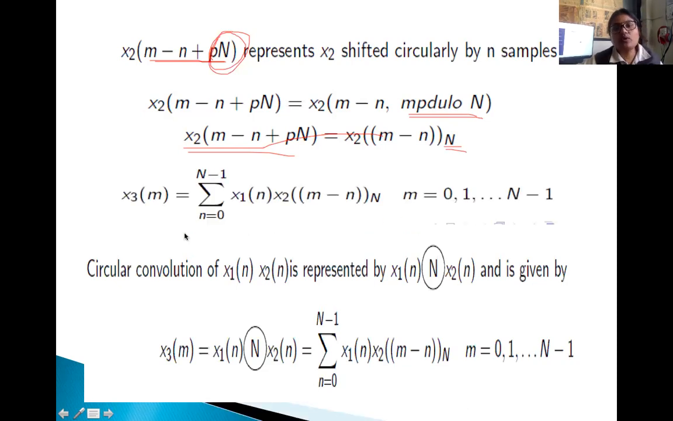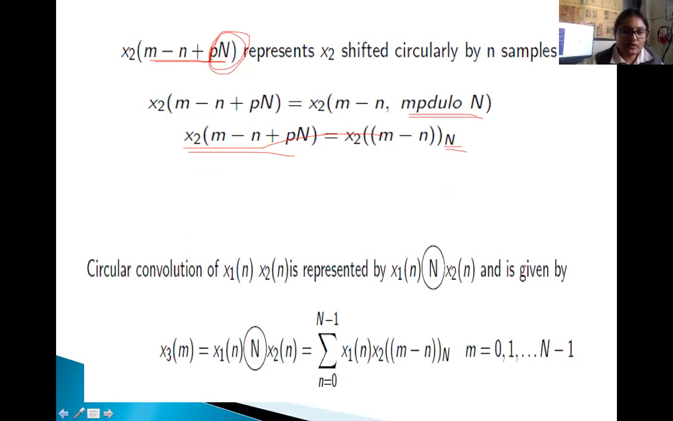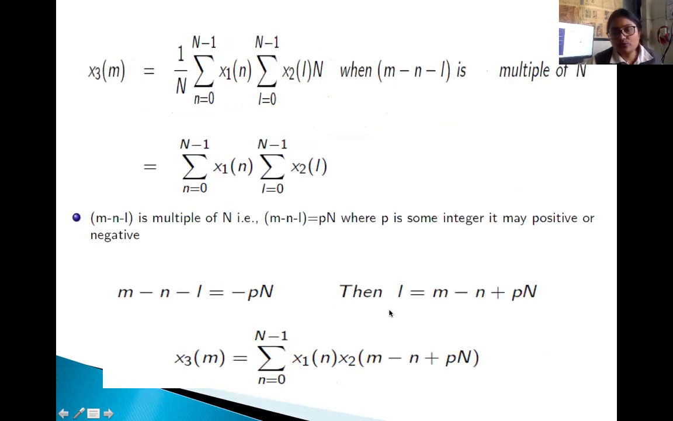So here, circular property. Now what we will do? We will substitute the value. What is the value of x2 of m? This is a modulo n. So this value I can substitute here. This is going to be x2 of m minus n modulo n. So in this way, the second sequence can be represented on the circle.